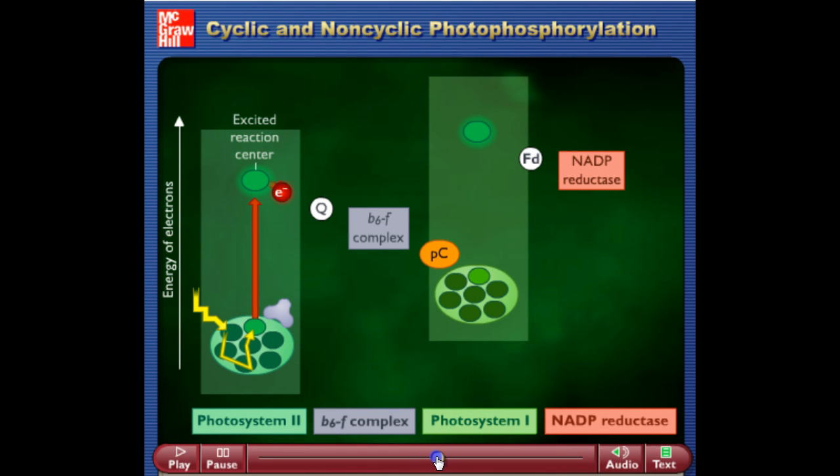So let's look at this. You should be writing these steps in your notes. So boom, electron, Plastoquinone to the B6F complex. Now remember, because it gains electrons, it's being what? Think of OIL RIG. Yes, it's being reduced.